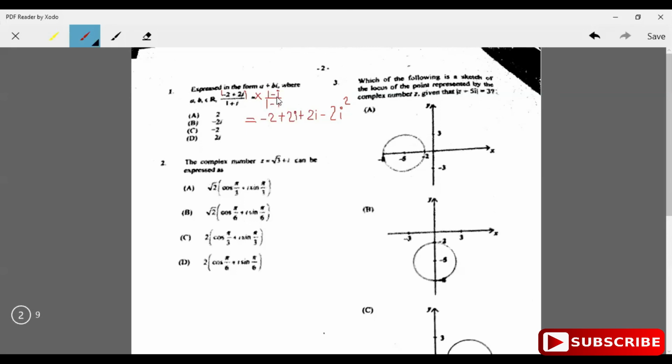Minus 2 times, oh, this should be minus, rather. Minus 2 times 1 is minus 2, minus 2 times minus i is minus 2i, 2i times 1 is 2i, 2i times minus i, and so these parts cancel. Then i squared is negative 1.